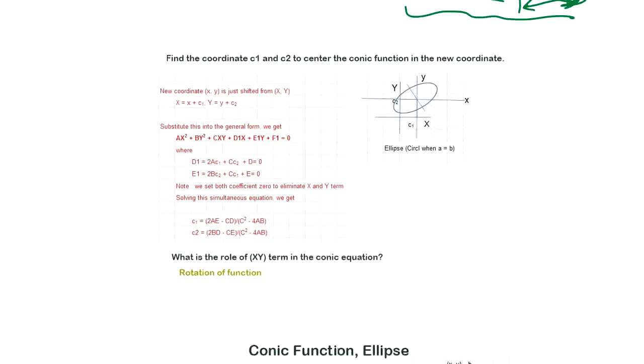Now some exercise here. Find the coordinates C1 and C2 to center the conic function in the new coordinate. Okay, how do you move this into the center here? So the new coordinate capital X is the previous coordinate x plus C1, and the capital Y is y plus C2, and you plug into this general form, right? And you want to make D1, E1 zero.